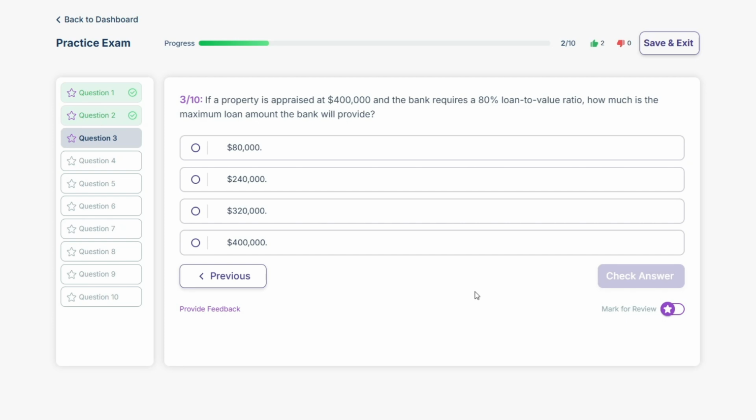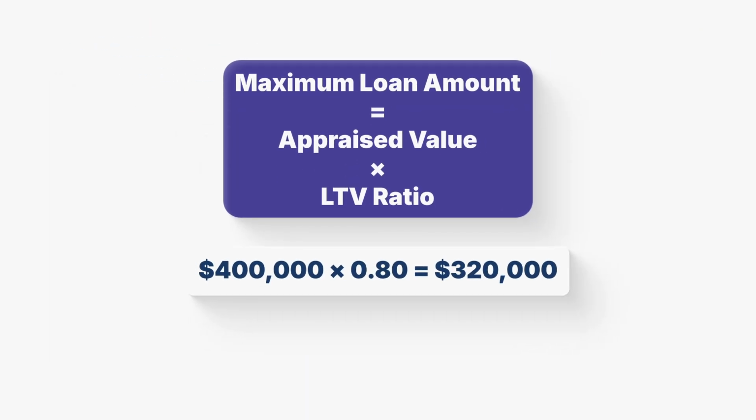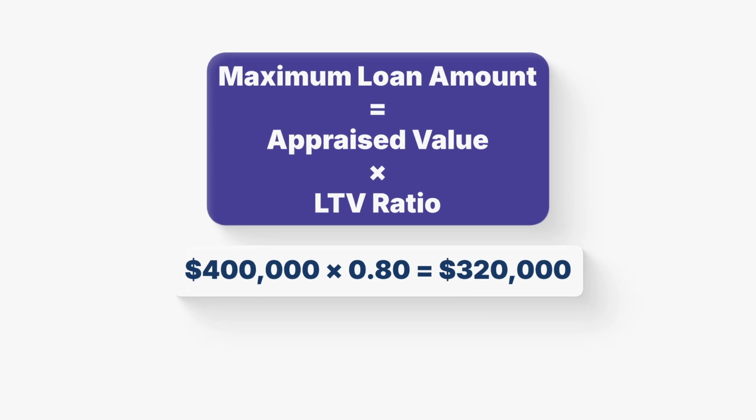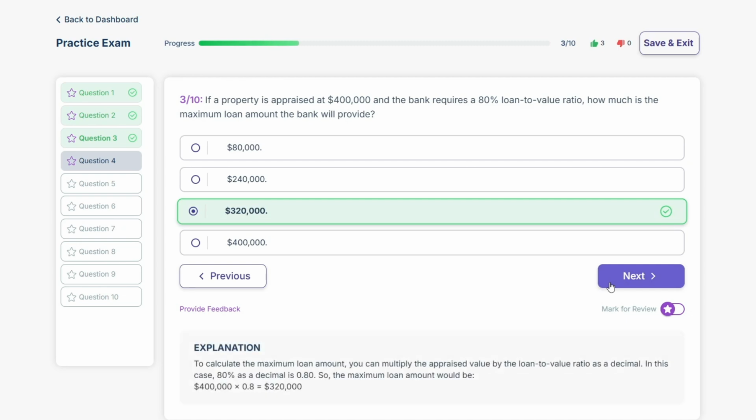Which one would you say is the right answer? A. $80,000. B. $240,000. C. $320,000. D. $400,000. To calculate the maximum loan amount, you can multiply 400,000, the appraised value, by the loan to value ratio as a decimal. In this case, 80% as a decimal is 0.80. That is $320,000. So the maximum loan amount would be the option C, $320,000.